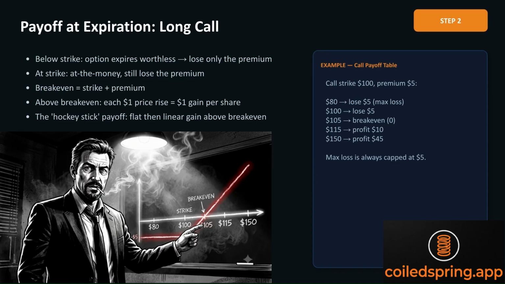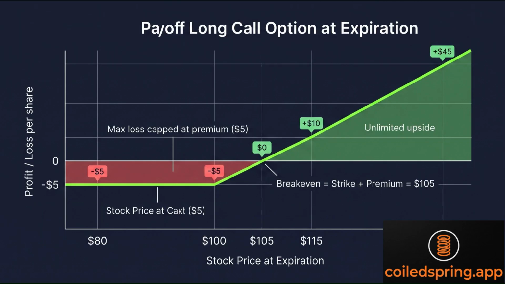Still the worst case. Stock at $105 at expiration. Now we're above the strike. You can buy at $100 and the market is at $105. That's $5 of intrinsic value. But you paid $5 in premium. So $5 gain minus $5 cost equals $0. This is your break-even point. Exactly strike plus premium. $100 plus $5 equals $105. Below this level you lose money. Above it, you start making money.